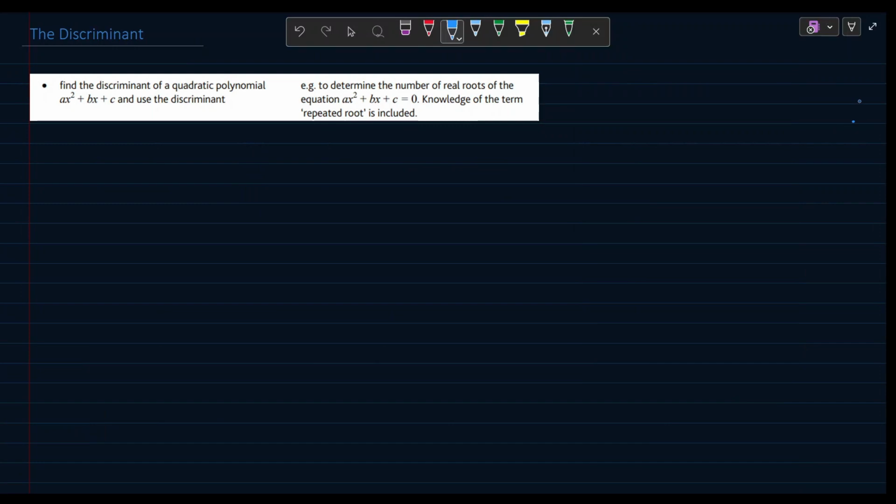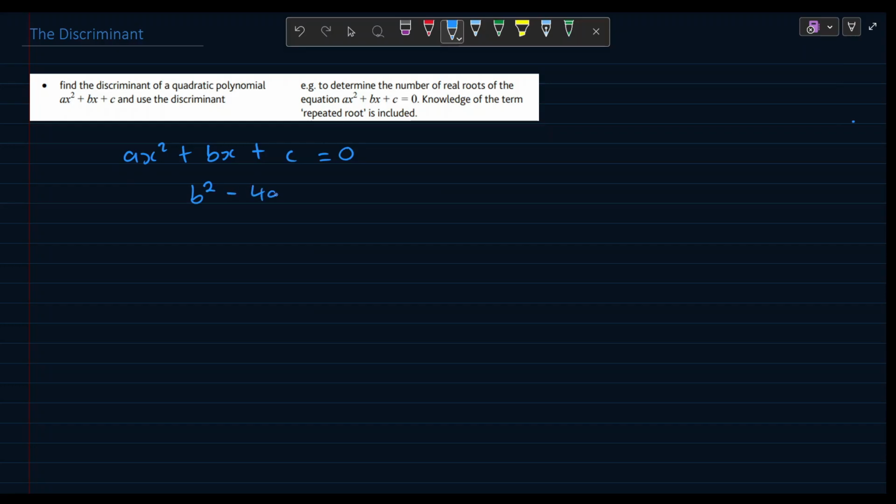In this video, we are going to be learning about the discriminant. Okay, so say you've got a quadratic. We know that a quadratic can be written in the form ax squared plus bx plus c, and let's equate this to 0. For a quadratic in the form ax squared plus bx plus c, the discriminant is b squared minus 4ac.